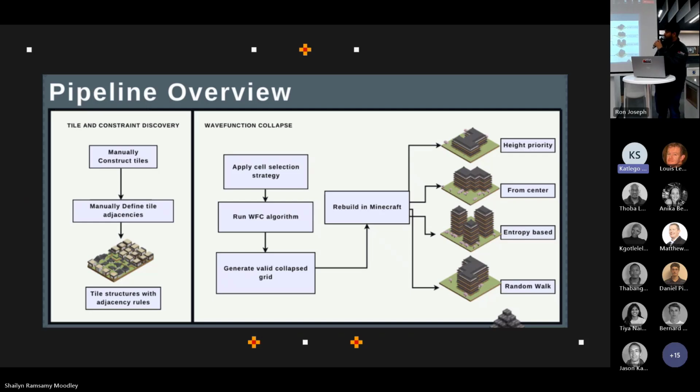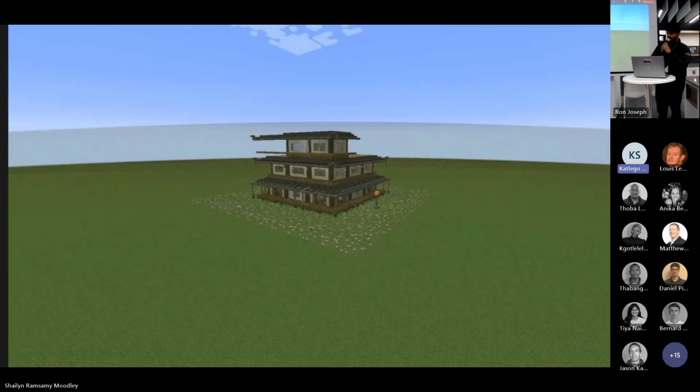So here's my pipeline overview. I manually constructed tiles. I manually defined tile adjacencies. I did want to use pattern extraction, but it is quite difficult in 3 dimensions. I then applied a cell selection strategy, ran the WaveFunction collapse algorithm, and then generated a valid 3-dimensional tile with a correct configuration to build structurally coherent tiles in Minecraft. Here's a quick demo video.